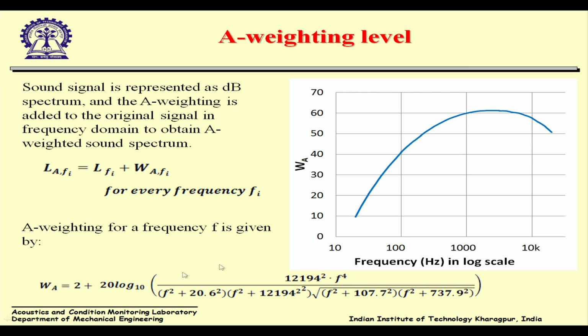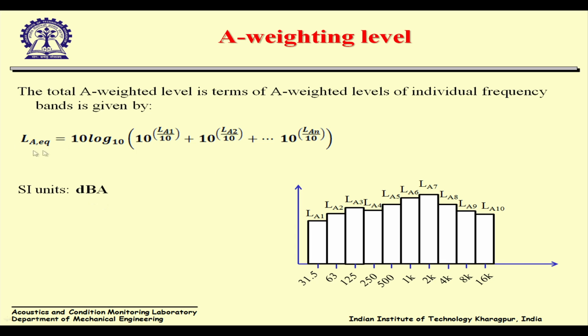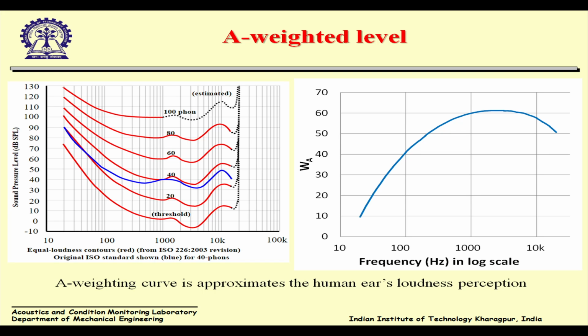So what happens is that this gives the A weighting factor. This is the formula. It gives the A weighting factor, and this A weighting factor is applied at the various frequencies. And the total LA equivalent, if it is represented in the narrow octave bands, then this is how the total equivalent level is calculated. So first the sound spectrum is represented as a dB spectrum. So the frequency spectrum of a sound is calculated. Then we apply this filter and we get that in A weighting.